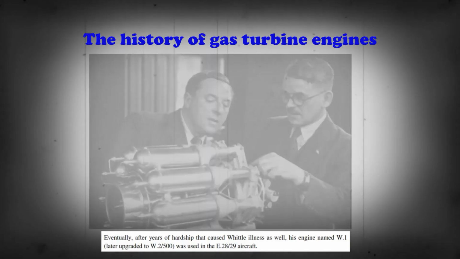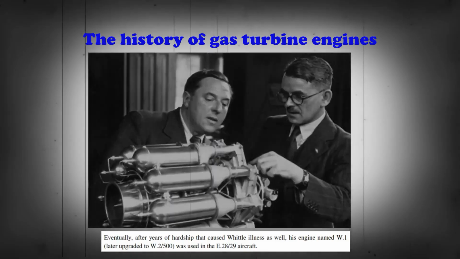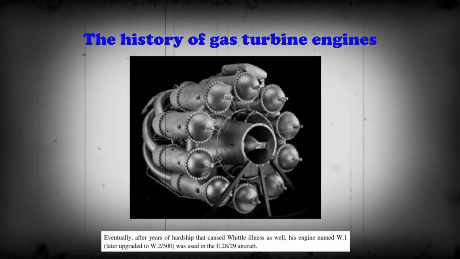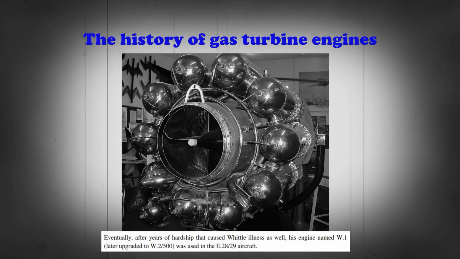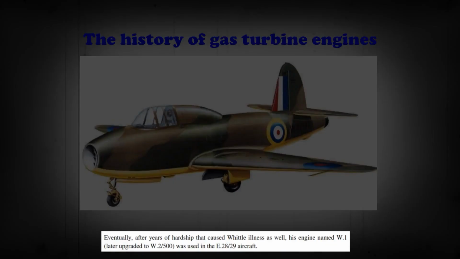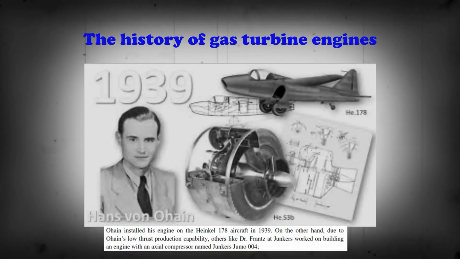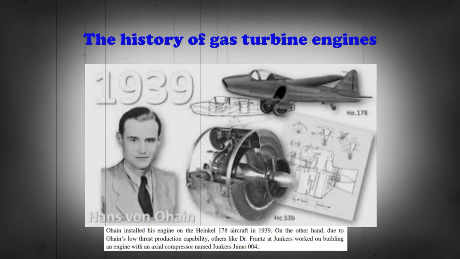Eventually, after years of hardship that caused Whittle illness as well, his engine named W.1, later upgraded to W.2/500, was used in the E.28/39 aircraft. Ohain installed his engine on the Heinkel 178 aircraft in 1939.